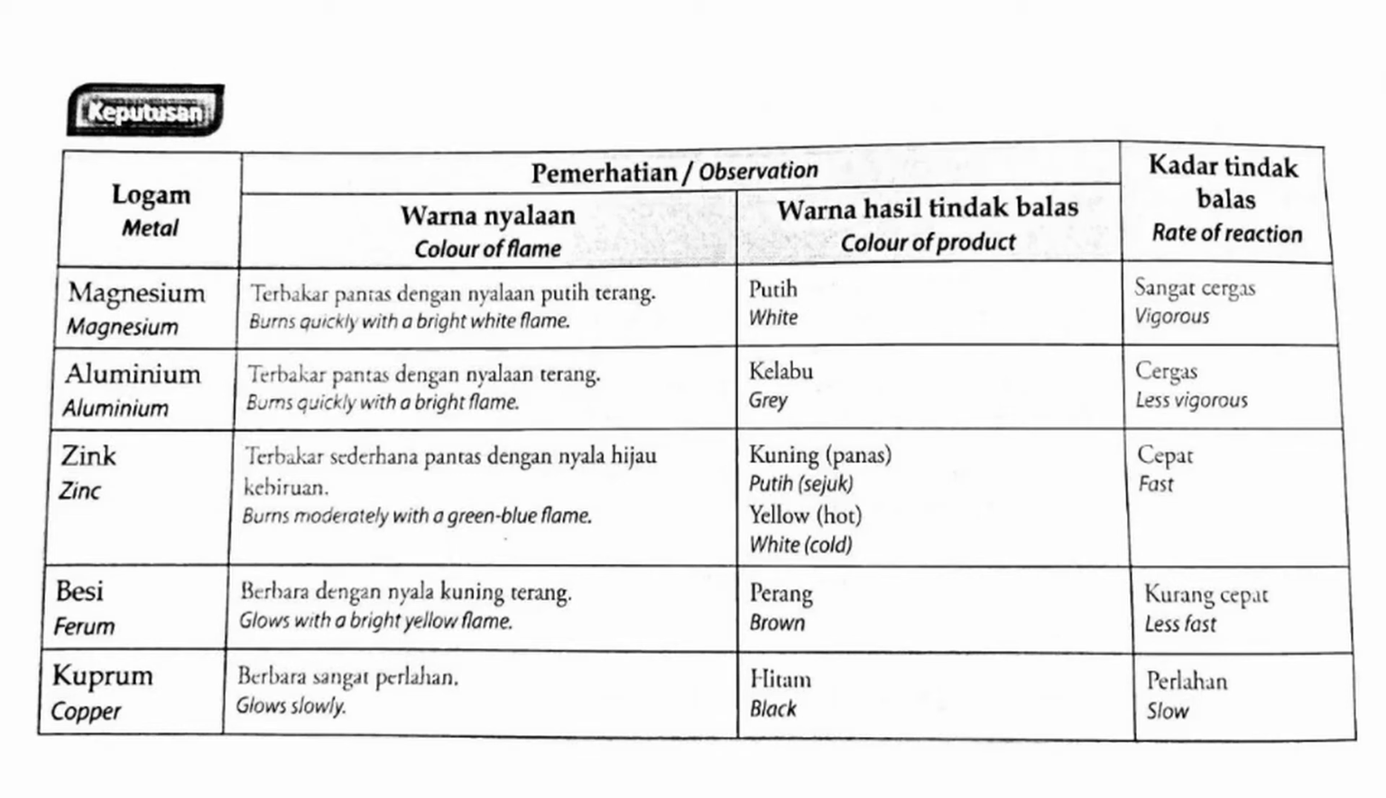For metal zinc, it burns moderately with a green-blue flame. The color of product is yellow when hot and white when cold. So, the rate of reaction is fast. For metal ferrum, it glows with a bright yellow flame. The color of product is brown. So, the rate of reaction is less fast. For metal copper, it glows slowly. The color of product is black. So, the rate of reaction is slow.